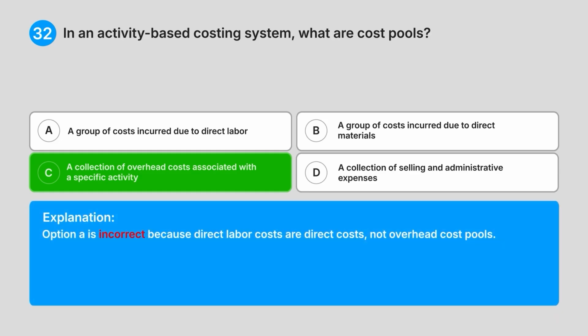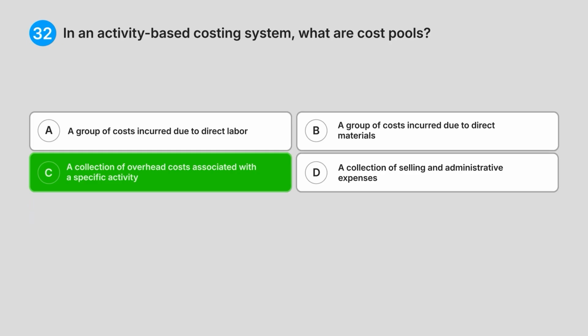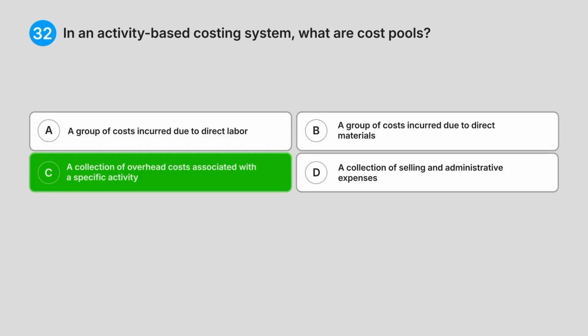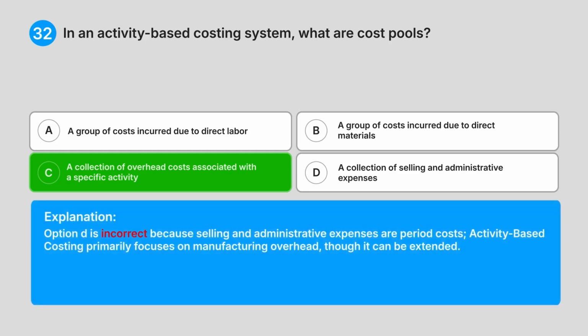Option A is incorrect because direct labour costs are direct costs, not overhead cost pools. Option B is incorrect because direct material costs are direct costs, not overhead cost pools. Option D is incorrect because selling and administrative expenses are period costs. Activity-based costing primarily focuses on manufacturing overhead, though it can be extended.